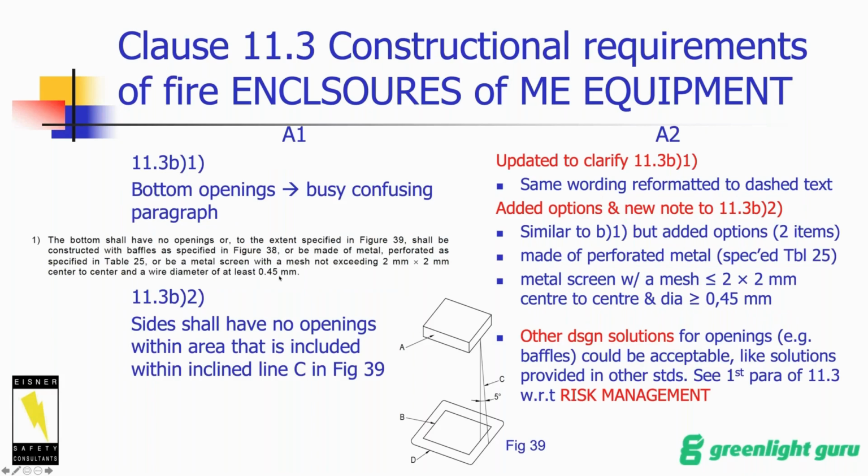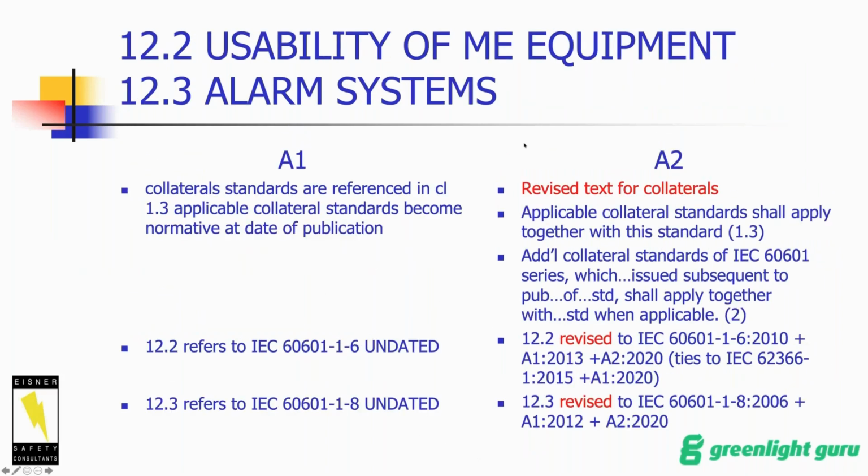This one, we went from bottom openings, a busy, confusing paragraph, to the same wording, just reformatted. This is side openings, and this was the requirement plus this figure, and the figure had a bunch of wording, and we made it similar to the bottom openings and just reworded it to make it easier to read, and added these two requirements to add some flexibility, and then added a risk management clause for additional options. So more flexibility, basically.